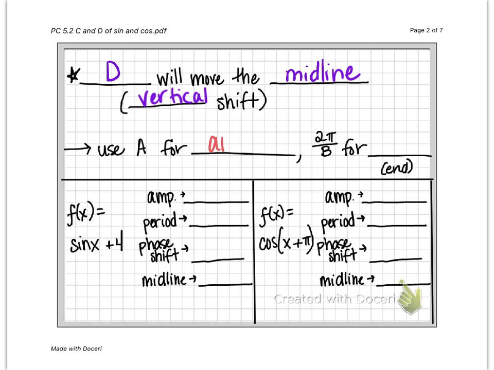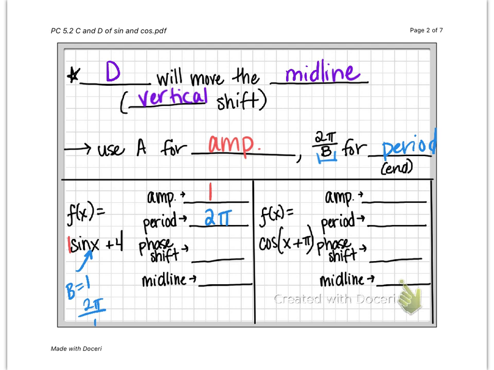So we're still going to use A for amplitude and 2 pi over B for the period, which is going to be the end of our 5 critical points. And we'll go more specific on that in a second as well. Okay, for this one, we're going to identify these characteristics of the graph. The amplitude would be 1 because there's an imaginary 1 in front of our function. The period, our b value, our coefficient of x is 1, so the period is 2 pi over b. 2 pi over 1 is just 2 pi.